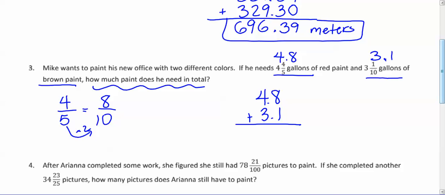But anyway, 8 plus 1 is 9. We're adding, remember. And then 4 plus 3 is 7. So this would be gallons.